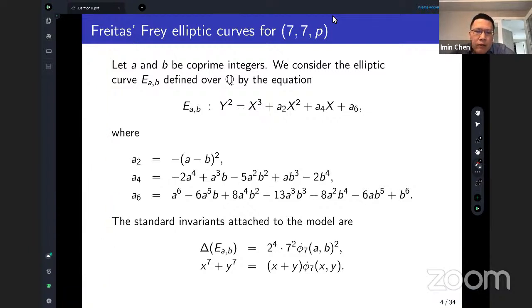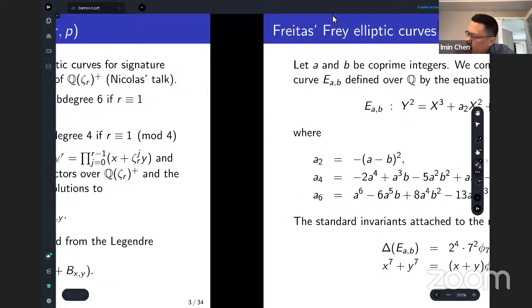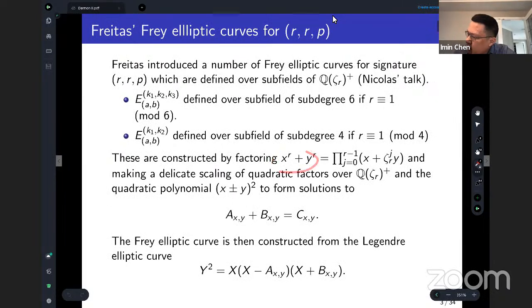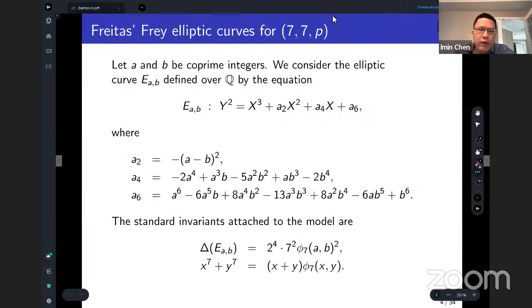I'll note here that in the modular method, one typically wants the discriminant to be a p-th power, p being that prime exponent that is varying. That will be the case because the discriminant involves the 7th cyclotomic polynomial. If we go back and factor this, it'll factor as x plus y times the 7th cyclotomic polynomial, then using the usual descent and assuming class number 1, we get that the discriminant is essentially a p-th power.